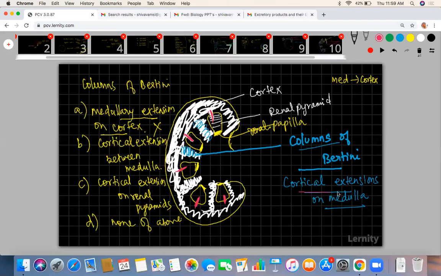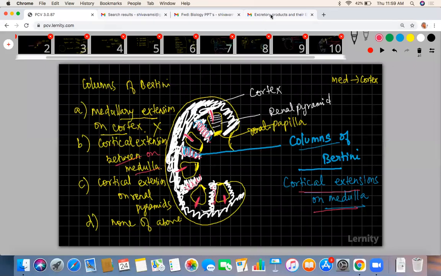It is cortical extensions on medulla only. This is medulla region. This entire region is medulla. அதில் வந்துட்டு இது எக்ஸ்டென்ஷன்ஸ் வந்துட்டு வந்திருக்கு. அதுதான் we call it as this thing. பிட்வீன் மெடுலான்னு சொல்கிறதும் ஆன் மெடுலான்னு சொல்கிறதும் ஒன்று தான். But medulla, this is entirely medulla only.